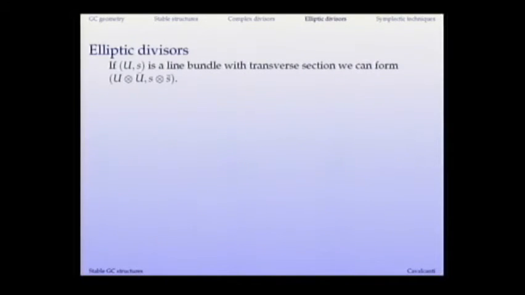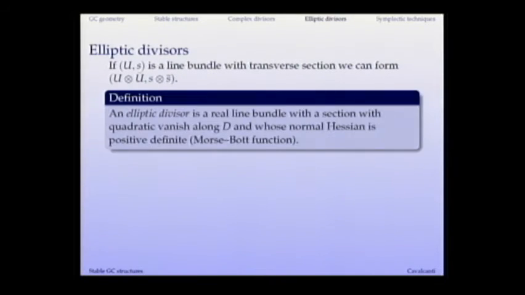The next thing is, if we have a line bundle with a transverse section as we had before, I can take U tensor U bar and S tensor S bar, and now I get a real line bundle with a section as well, but it's not transverse anymore. This is what we call an elliptic divisor. It's a real line bundle with a section which vanishes along the manifold I'm interested in, a real codimension 2 manifold, for which the normal Hessian is positive definite. So in particular, it's a Morse-Bott function.